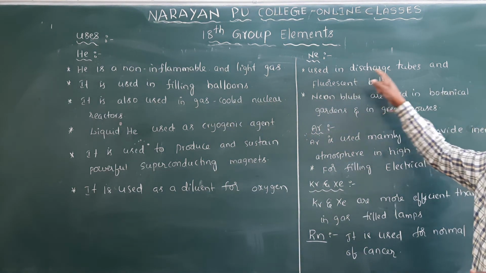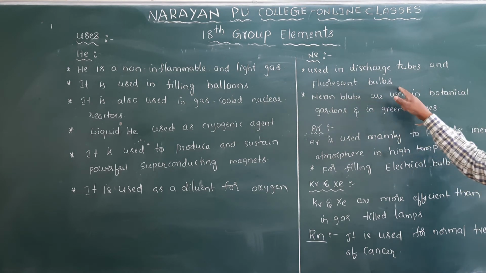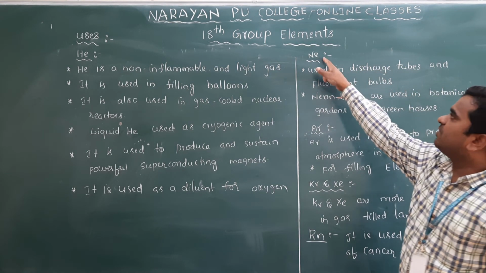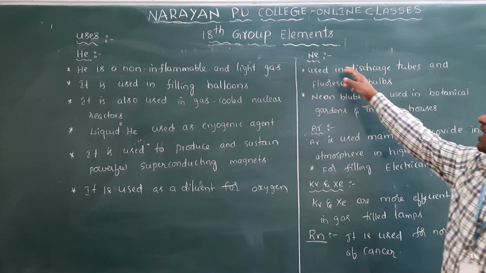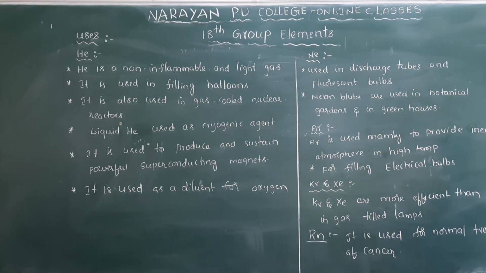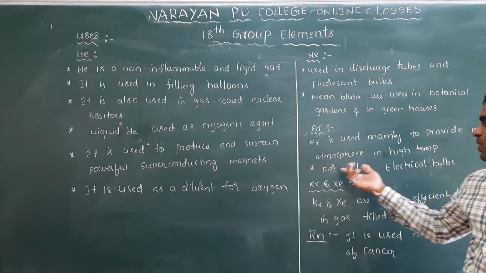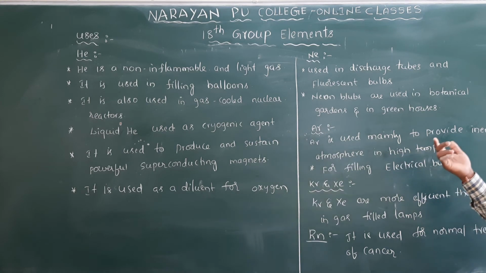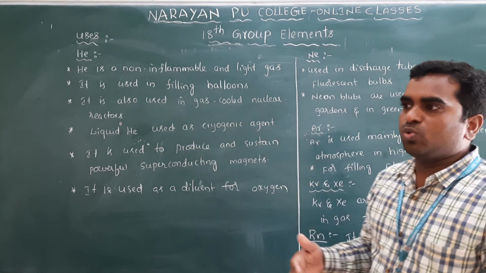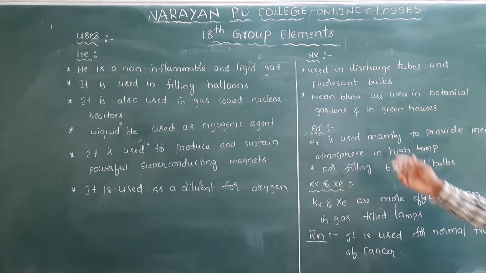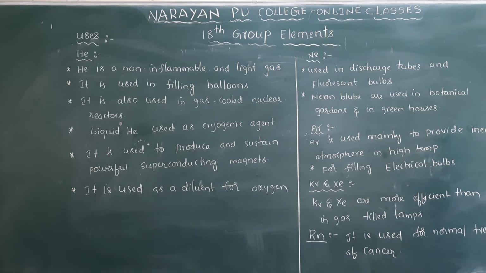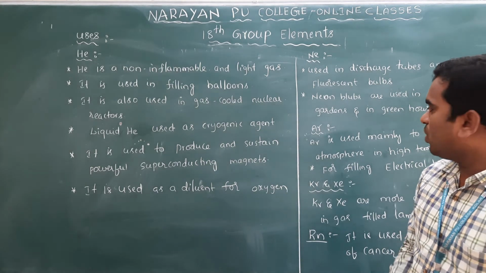Neon is used in discharge tubes and fluorescent tubes. Neon bulbs are used in botanical gardens and greenhouses. Argon mainly provides an inert atmosphere at high temperature. Suppose you want to do a reaction at very high temperature, but you need an inert atmosphere without oxygen; then argon is filled to create the inert atmosphere.